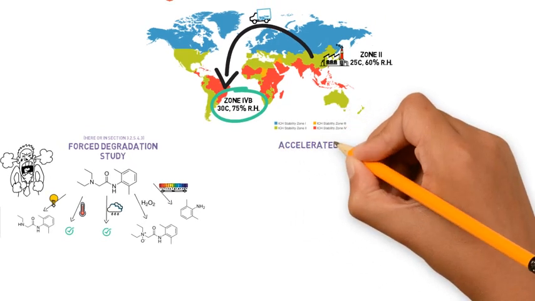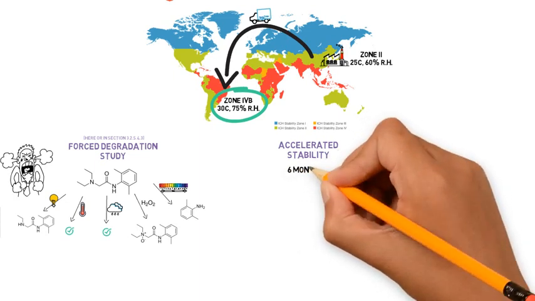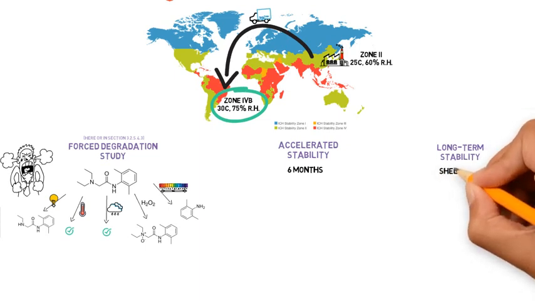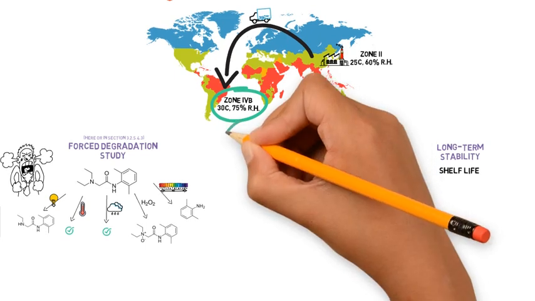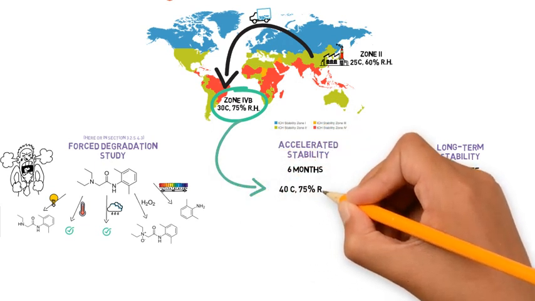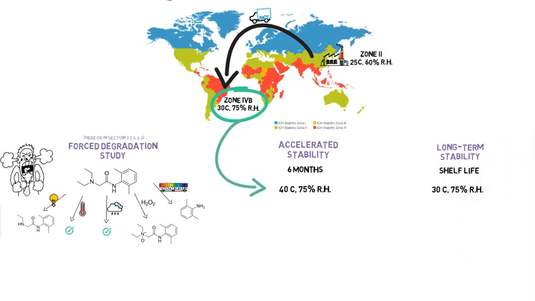Another study is the accelerated stability study, in which the stability of the API will be evaluated for 6 months in conditions a bit more extreme than the normal ones, and the long-term stability study, which must represent the actual conditions to which the API will be exposed throughout its shelf life. The conditions in such studies depend on the climate zone. For example, for Zone 4B, the accelerated stability is done at 40 degrees Celsius and 75% relative humidity, while the long-term stability is done at 30 degrees Celsius and 75% relative humidity.